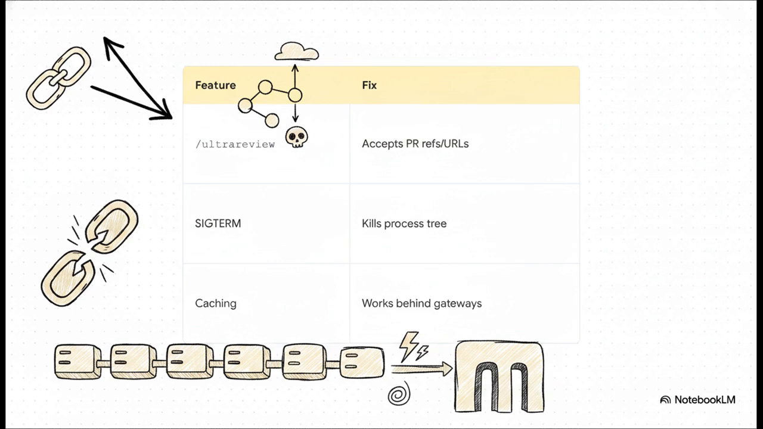That's going to save you a bunch of manual Git fetching. Also, if you've ever had a running bash tool orphan its entire process tree when interrupted, you know how annoying that is to clean up. Well, that terminal abort handling is finally fixed. The CLI now cleanly kills the tree and exits with code 143. Finally, prompt caching improvements mean it now works flawlessly behind LLM gateways like Bedrock, Vertex, and custom base URLs, which is an absolute game changer for enterprise teams.